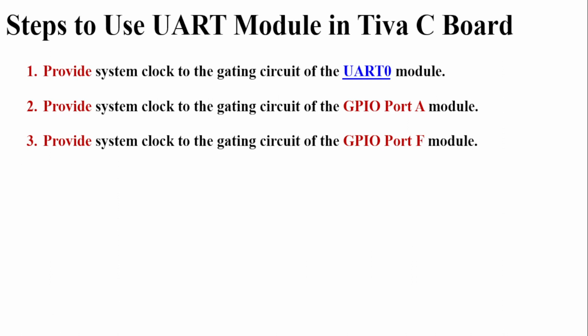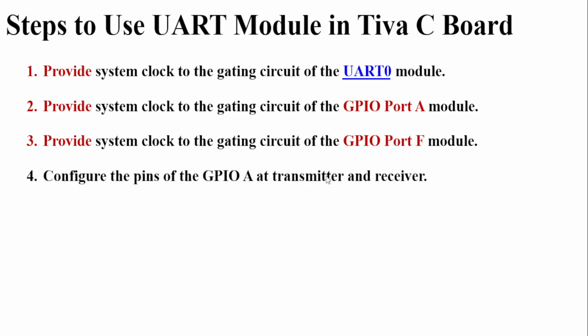And if you recall, the switches of the TIVA C board are connected to PF0 and PF4. Okay, so PF0 and PF4 will be used here. Therefore, we will have to provide the system clock gating to GPIO port F module. After that, we will have to configure the pins of GPIO A as transmitter and receiver.